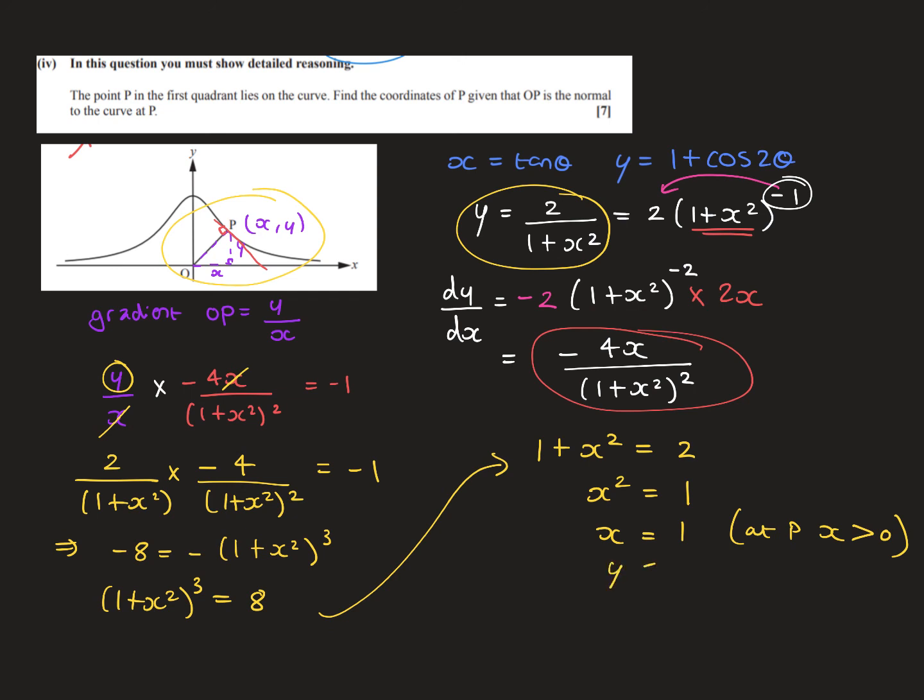Y can then be calculated by substituting into the equation here. So y is equal to 2 over 1 plus 1 squared, or 2. So y equals 1 as well. So it has coordinates 1, 1.